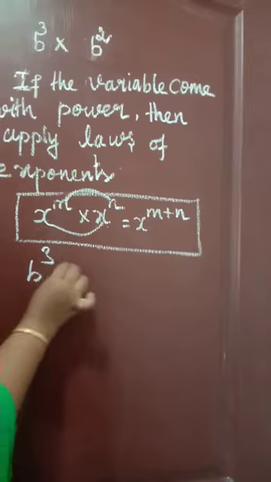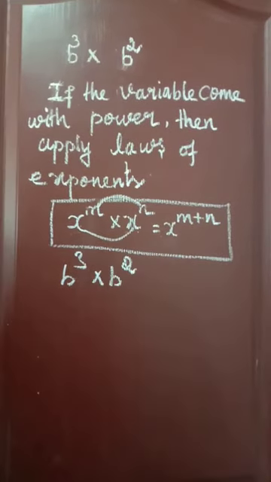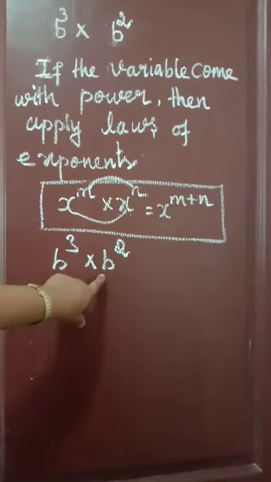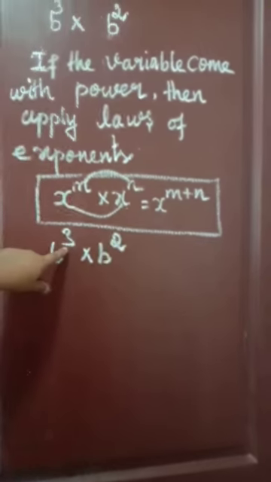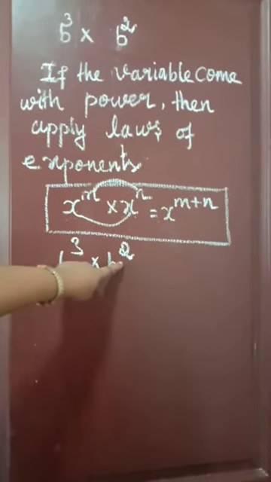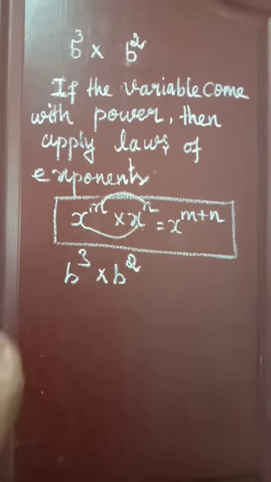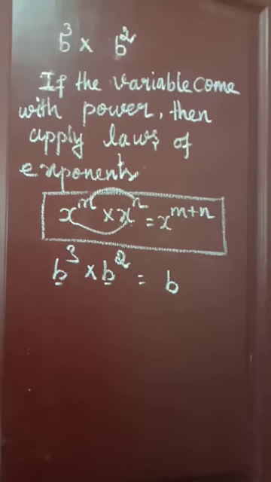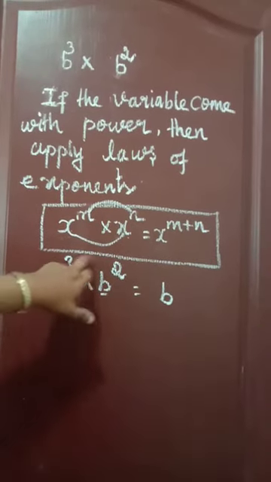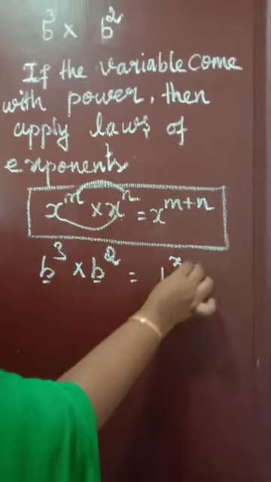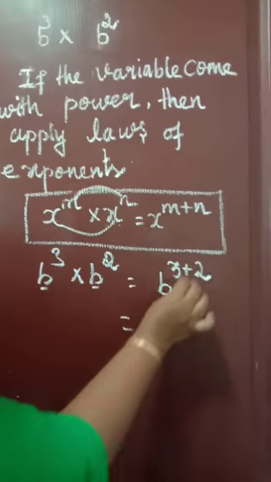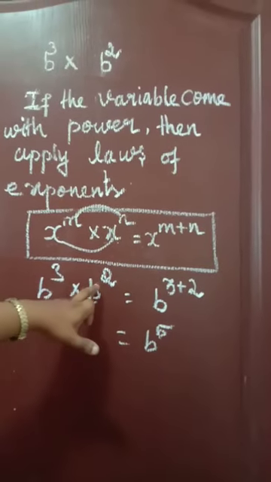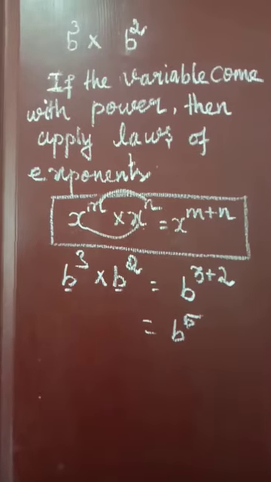So b cube into b square. Here what is the base? Yes, the base is b. What is the power? First term power is 3, next term power is 2. So how do we multiply the two terms? The base is the same, so you put the base one time and add the powers. So here 3, here 2. So 3 plus 2, what is the answer? 5. So the answer of b power 3 into b power 2 is equal to b power 5.